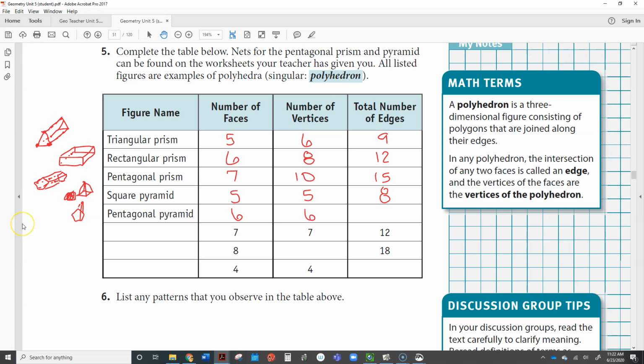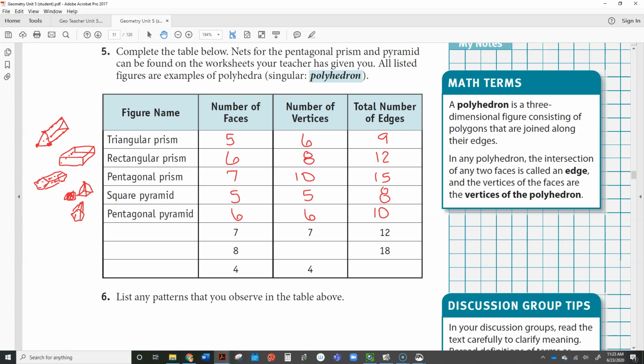And the number of edges, we've got 1, 2, 3, 4, 5, and then each vertex is going to have 1 going up to the top. 1, 2, 3, 4, 5. So that's going to be a total of 10.